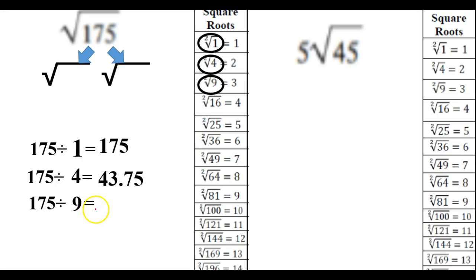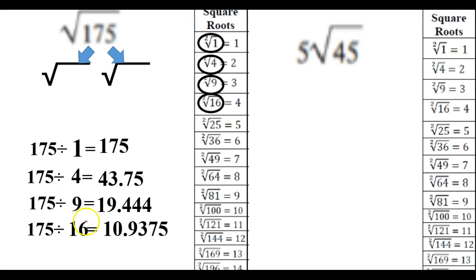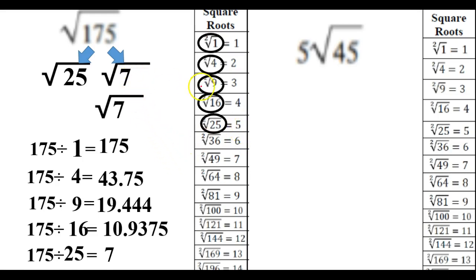175 divided by 9. 175 divided by 16. And then 175 divided by 25. It might work because they both ended in 5. Let's see. Ooh, I do get a whole number, so let's go ahead and put that there. 25 and 7. And what is the square root of 25? 5, right? Since I can't square root 7, I'm going to leave it as is.